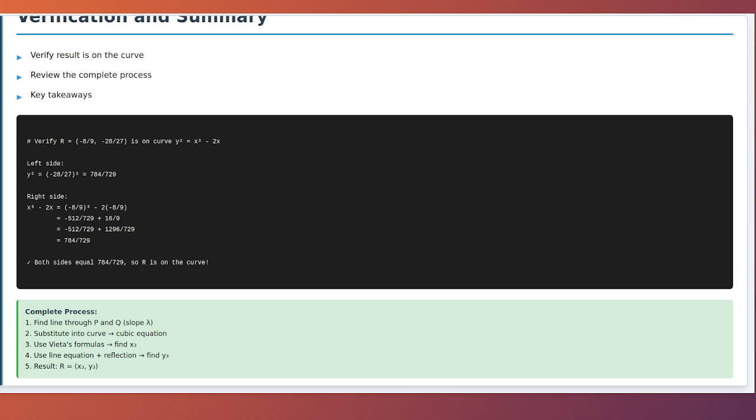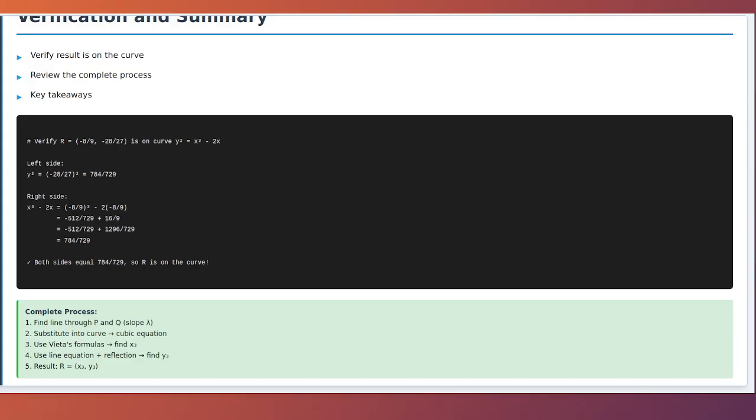In cryptography, we use these same formulas, but we operate over finite fields, modulo a prime number. The only difference is that division becomes multiplication by the modular inverse. The algebraic structure is identical. That is why studying elliptic curves over real numbers provides intuition that transfers directly to the cryptographic setting.